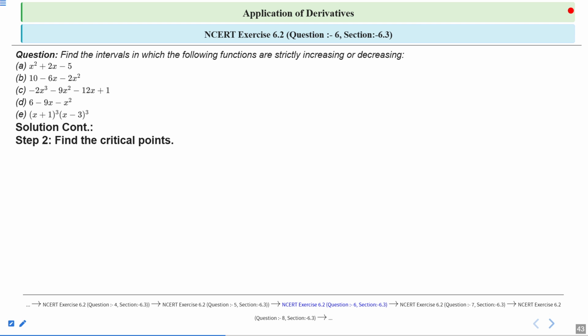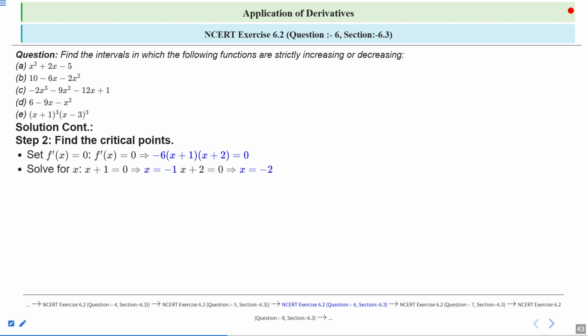Now step 2, find the critical points. So set f'(x) equal to 0. So f'(x) = 0 will give -6(x + 1)(x + 2) = 0. So solve: x + 1 = 0 implies x = -1, and x + 2 = 0 implies x = -2. So the critical points are x = -1 and x = -2.